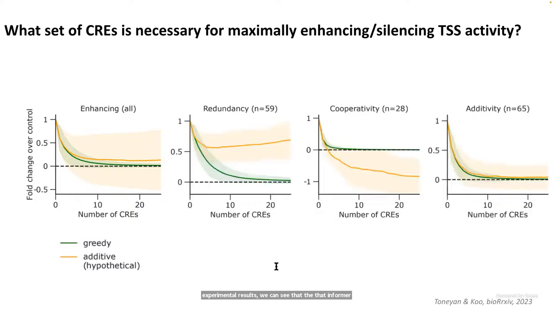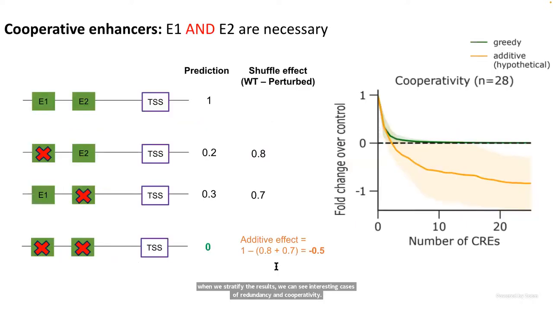But when we stratify the results, we can see interesting cases of redundancy and cooperativity. So very briefly, in case of cooperative interactions, the simultaneous presence of both CREs is necessary to ensure the TSS activity. In this toy diagram, when both are present, the prediction is 1. When either one is removed individually, we observe a dramatic reduction in TSS activity, and this corresponds to a large individual tile effect size. For instance, the prediction of 0.2 means that the shuffle effect of that tile is 1 minus 0.2, which equals 0.8.